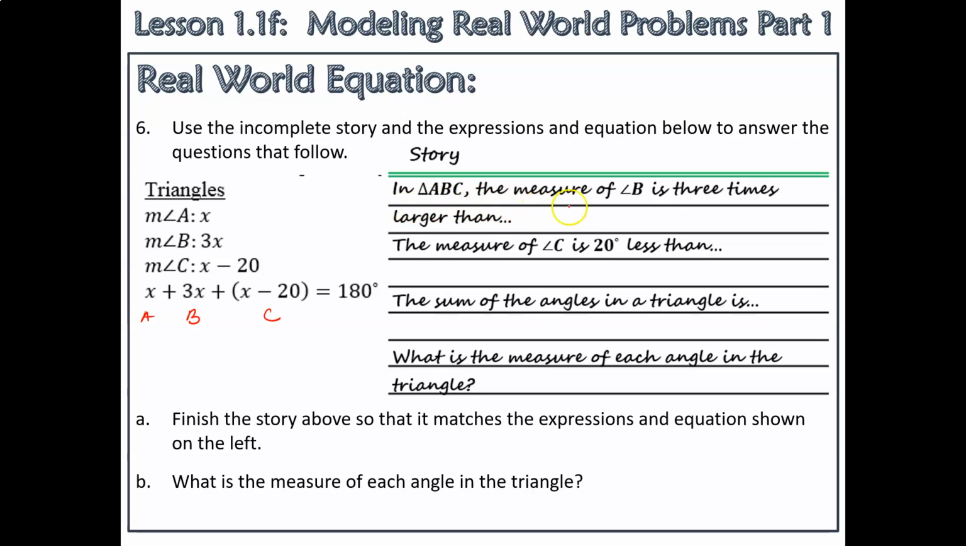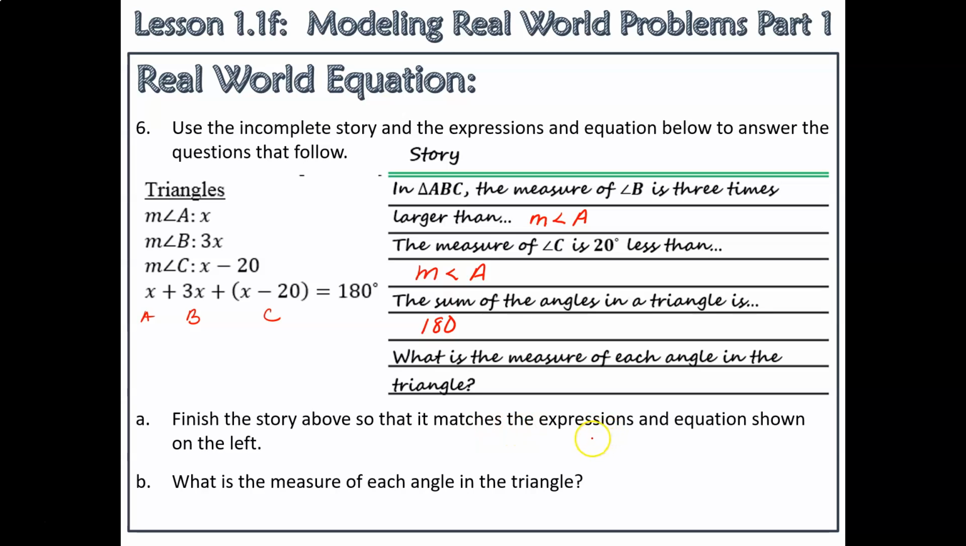In triangle ABC, the measure of angle B is 3 times larger than the measure of angle A. The measure of angle C is 20 degrees less than the measure of angle A. That M stands for measure. The sum of the angles in a triangle, I said, is 180 no matter what. What is the measure of each angle?